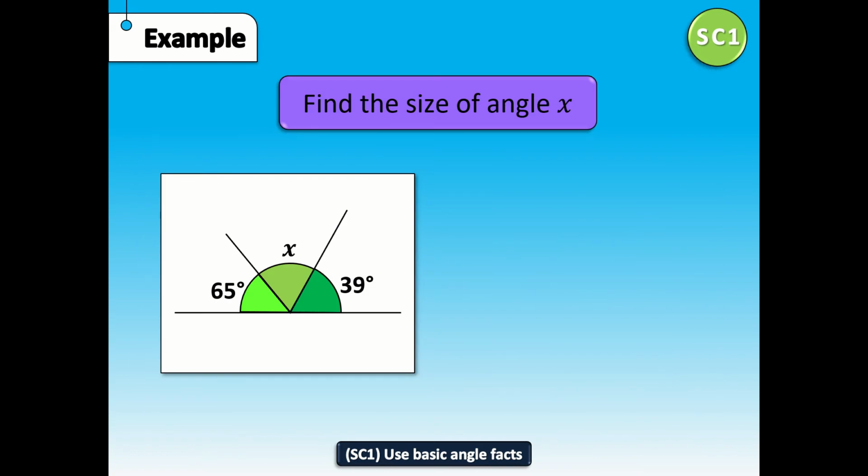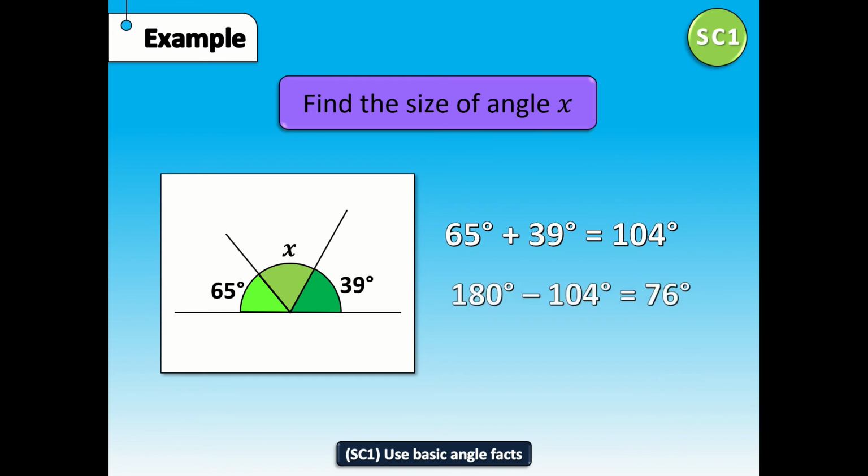So if we want to find the missing angle x, we can add 65 and 39 degrees together, so that makes 104, and take it away from 180 because they need to all add up to 180 degrees. So the answer is 76 degrees.